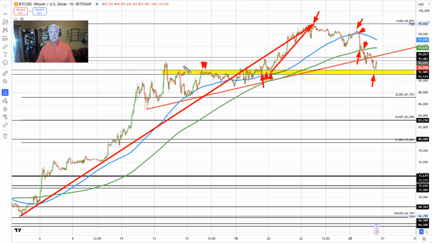I'll outline some of the other levels through here. You can see the number of different times the price came within this area, but the price came down toward that swing area and found support buyers. So we are seeing a little bit of a push to the upside.